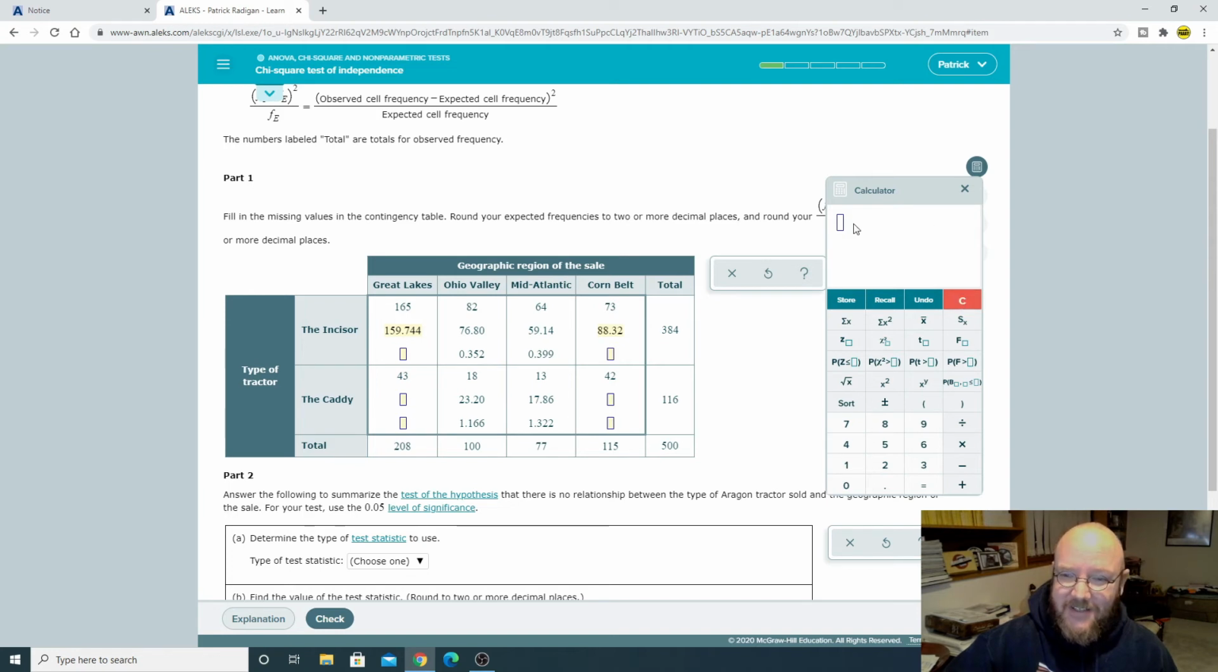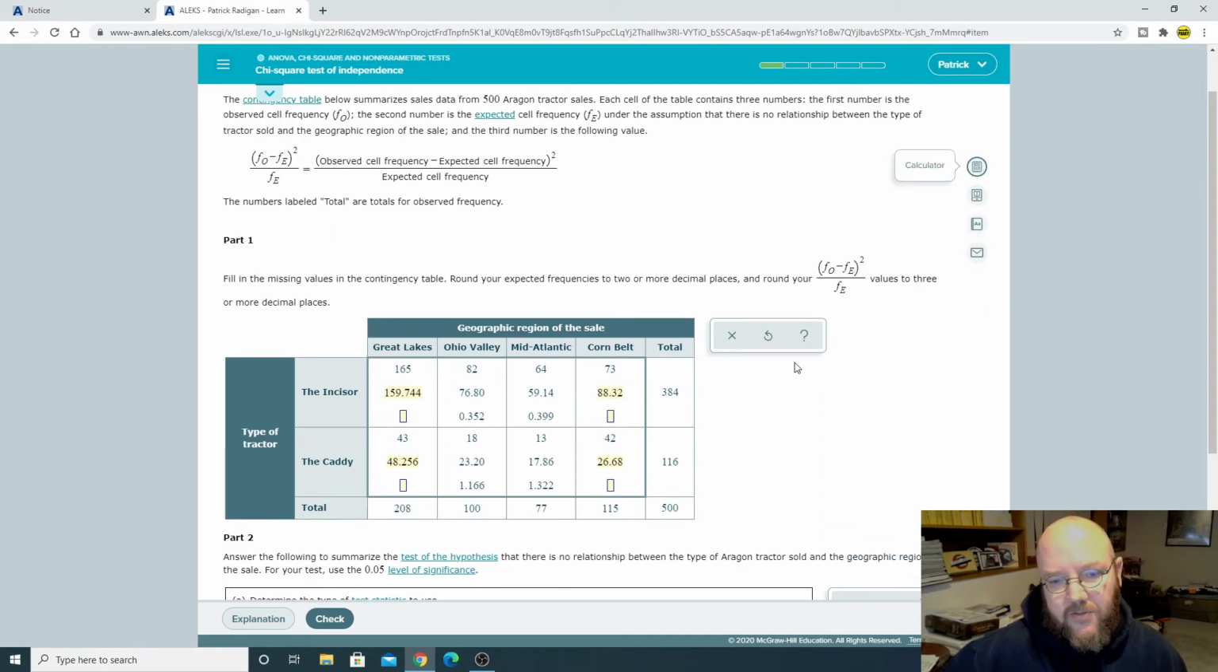So this one right here, 116 times 208 divided by 500 gives us 48.256. And then last but not least, this one right here, 116 times 115 divided by 500 gives us 26.68. That one's pretty far off, so let's just do that one again. 116 times 115 divided by 500. Yep, okay. So never hurts to double check.